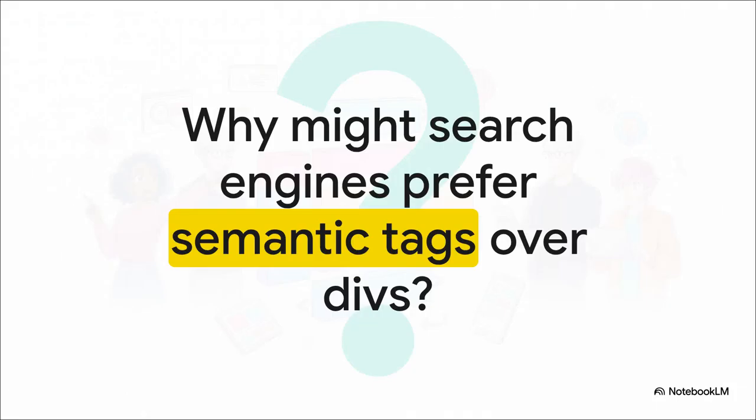And what about search engines? Why might a search engine prefer semantic tags over generic divs? Think about how a search engine bot actually scans your code. Well, the answer is that semantic structure clearly defines what the content actually is. If a search engine sees an article tag, it knows exactly where the valuable, independent content lives, and it knows that's completely separate from the navigation or the footer. This heavily improves your site's SEO discoverability.